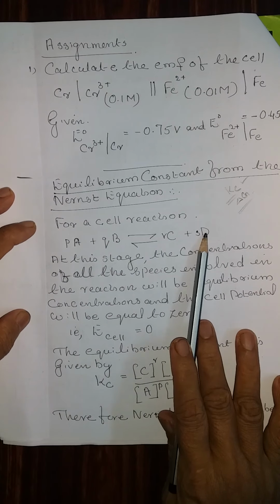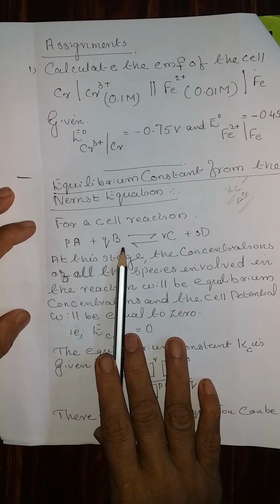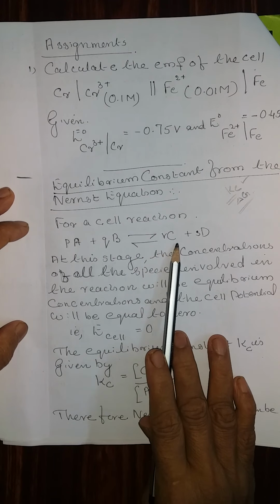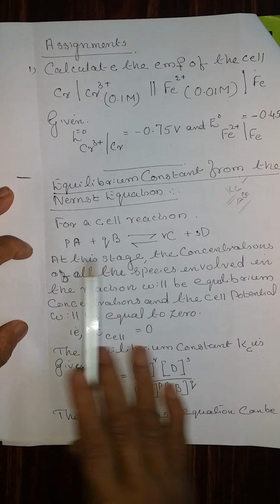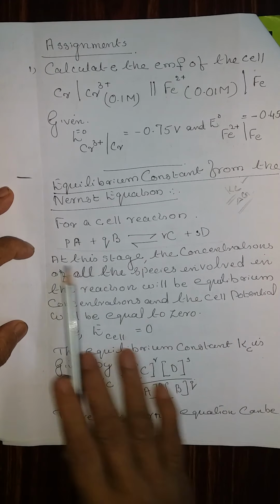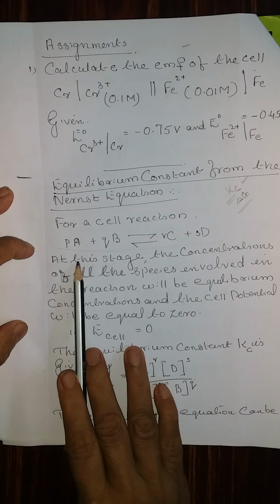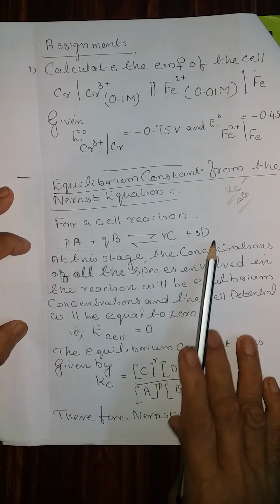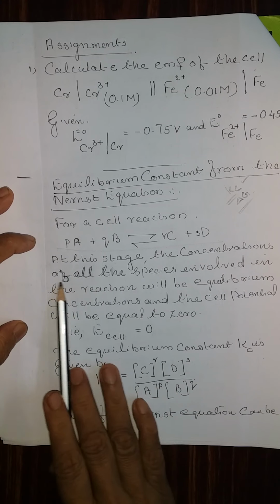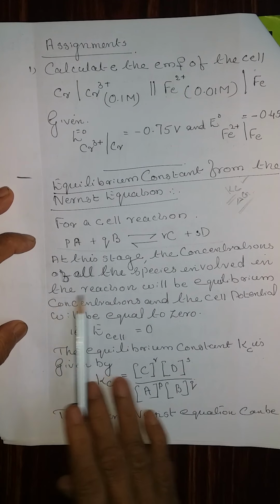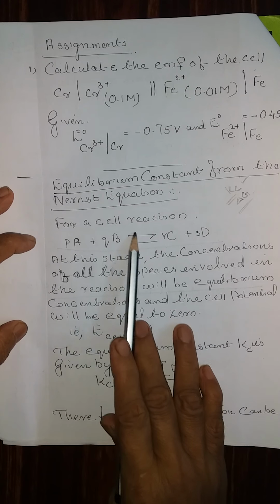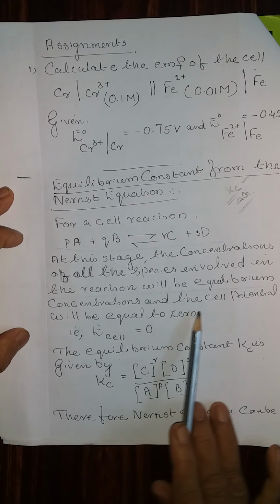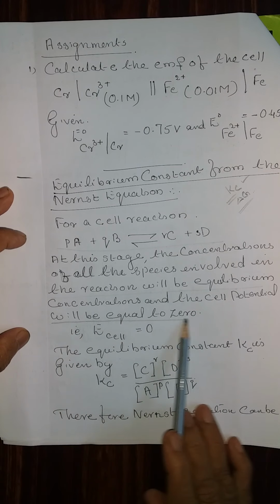For a cell reaction, pA + qB ⇌ rC + sD, where p, q, r and s are the stoichiometric factors, A and B are the reactants and C and D are the products. At this stage, the concentrations of all the species involved in the reaction will be at equilibrium, because the equilibrium sign should be there when you derive the equation, and the cell potential will be equal to 0.